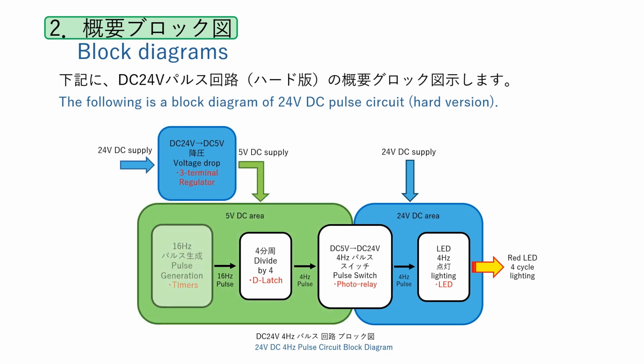The pulse generation element uses a timer IC. The frequency of the output pulse is set to 16 Hz from the resistor and capacitor in my possession. Using a CMOS logic IC, a D-latch, divide by 4 to go from 16 Hz to 4 Hz. A photo relay is used to generate a 24-volt DC pulse. It uses the 24-volt DC pulse to turn on the LED. Next, determine the part name and model of the element determined for each block.